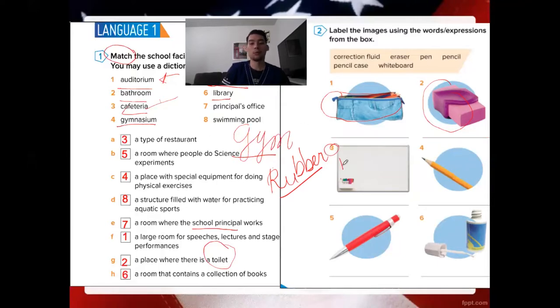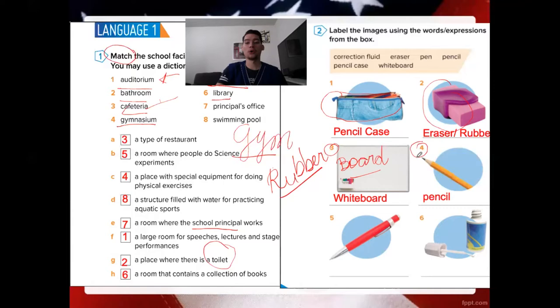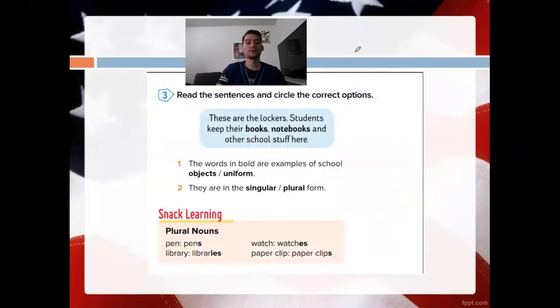Number three, this is a board. This is a board, okay? So we have here a whiteboard. Number four. What is number four? Number four is a pencil. Number five, pen. And number six, we have the correction fluid. Okay? So let's continue.